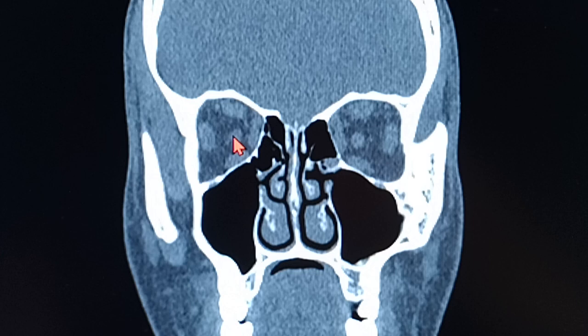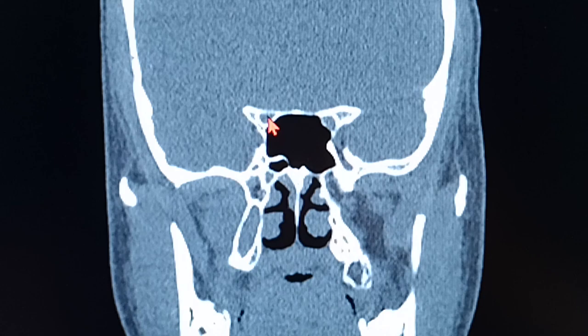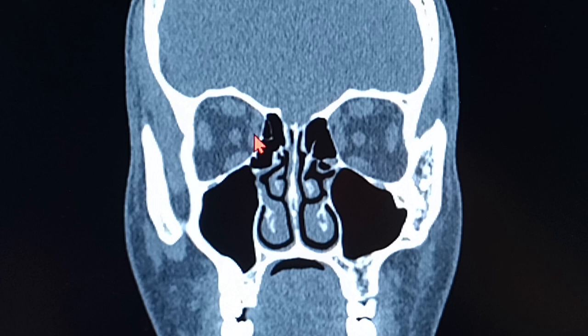If you follow this behind, you can see my cursor. This is the optic nerve, and this is the optic nerve. Here you see, that's the optic nerve right there. So you can see that on MRI very, very clearly. That's the lateral rectus, superior rectus, inferior rectus, medial rectus, superior oblique, same on both sides.